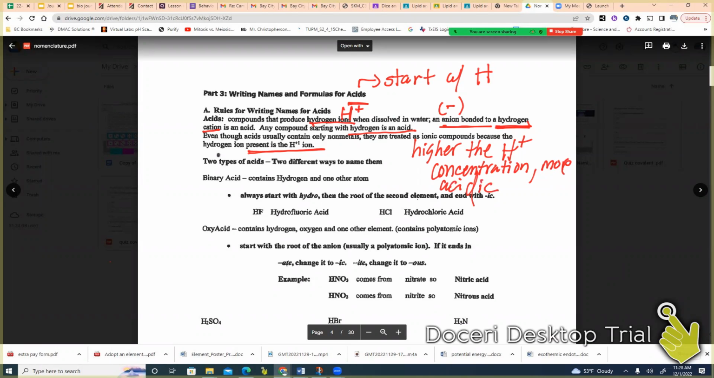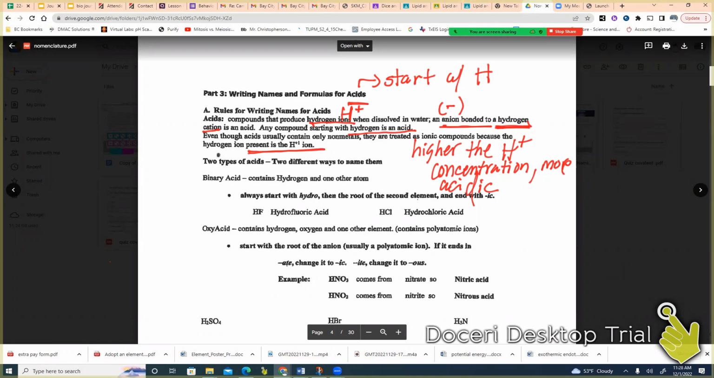So if it's more acidic, as there are more hydrogen ions, would the pH be getting a larger number or smaller number? On the pH scale, where are your acids? Up above 7 or below 7? Below 7, exactly. So the more hydrogen ions, that means it's a stronger acid and it's going to get below 7 and move on down to 0.